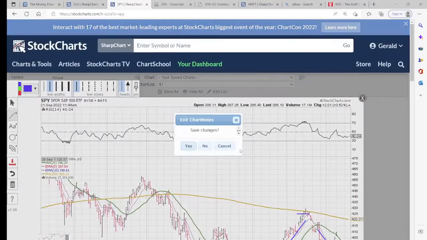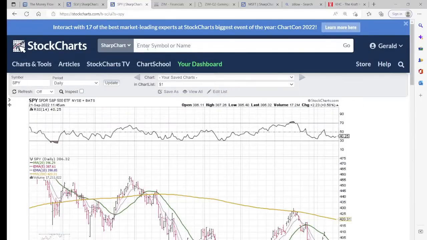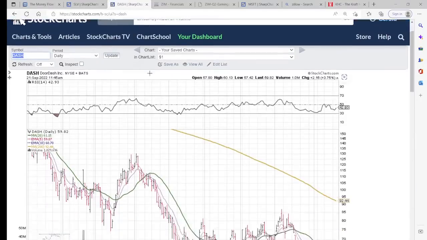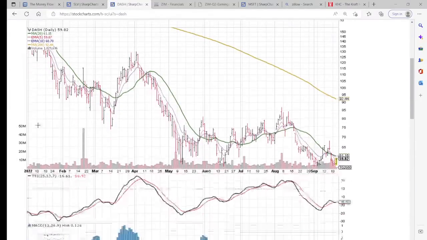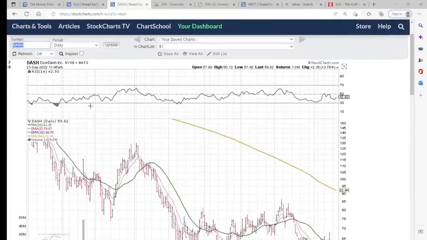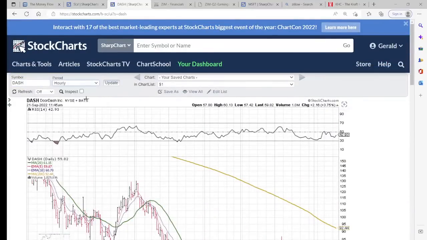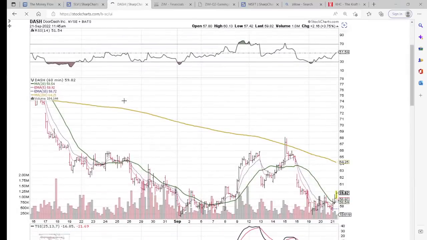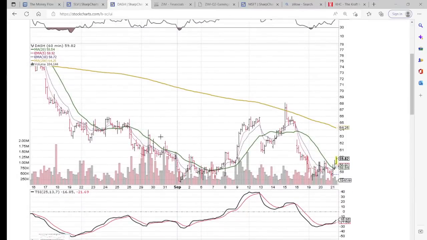Now, Dash is one that I was wanting to play. So let's see where it is. It's setting up for a trade. I'm already long, though, but let's say I wasn't. And we know that if the market rips, Dash is going to rip. Oh, my God. It looks like a money flow pattern.